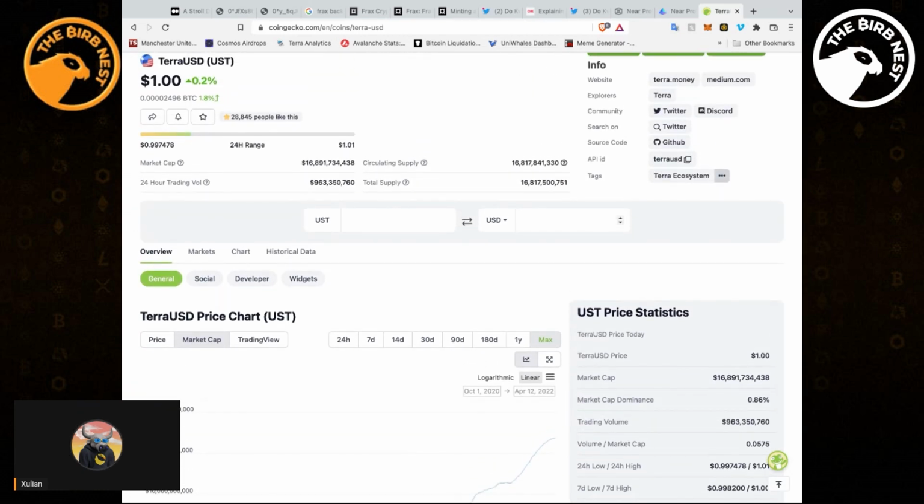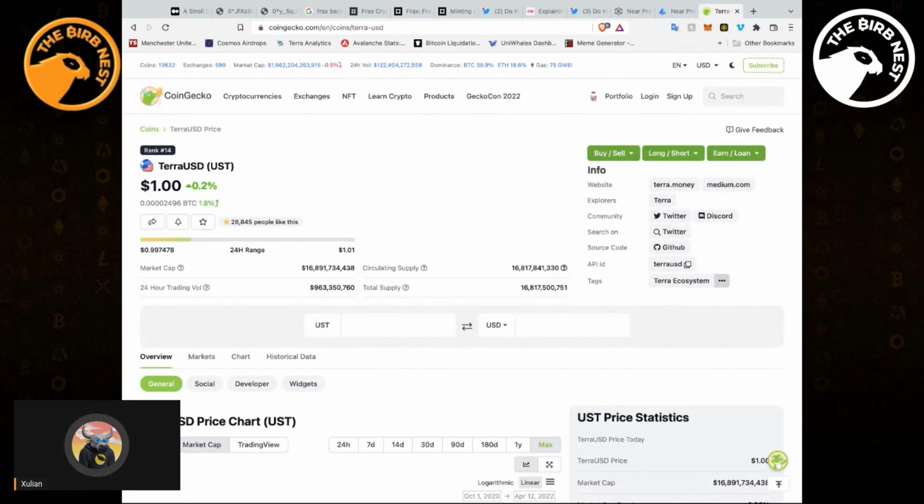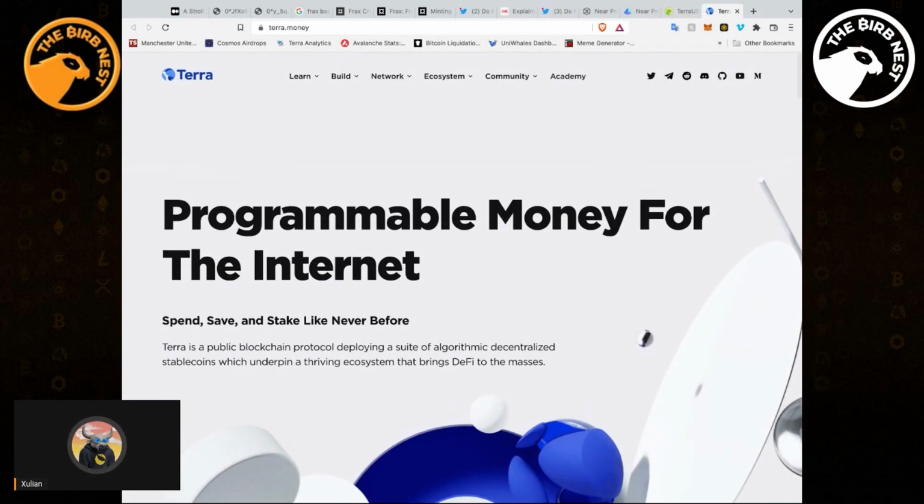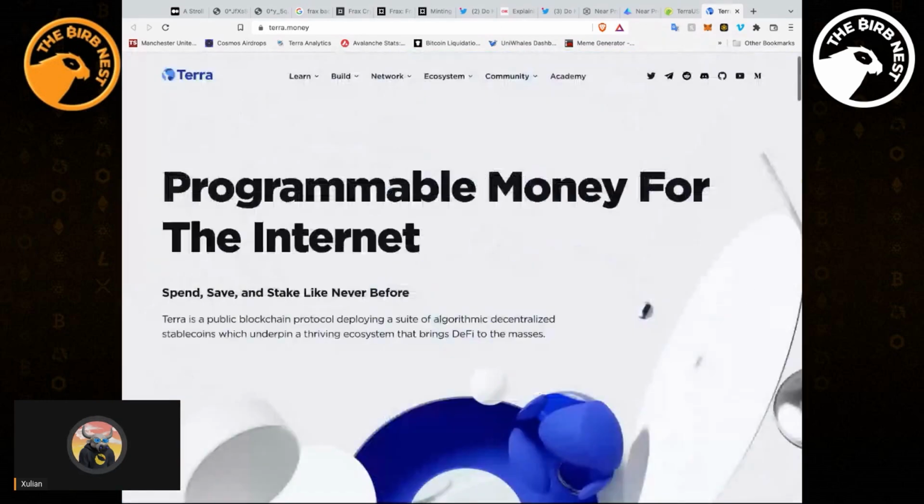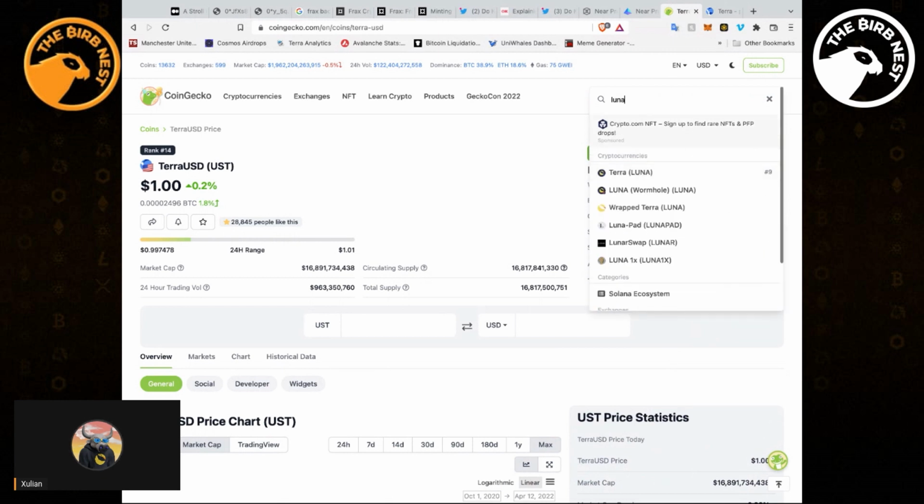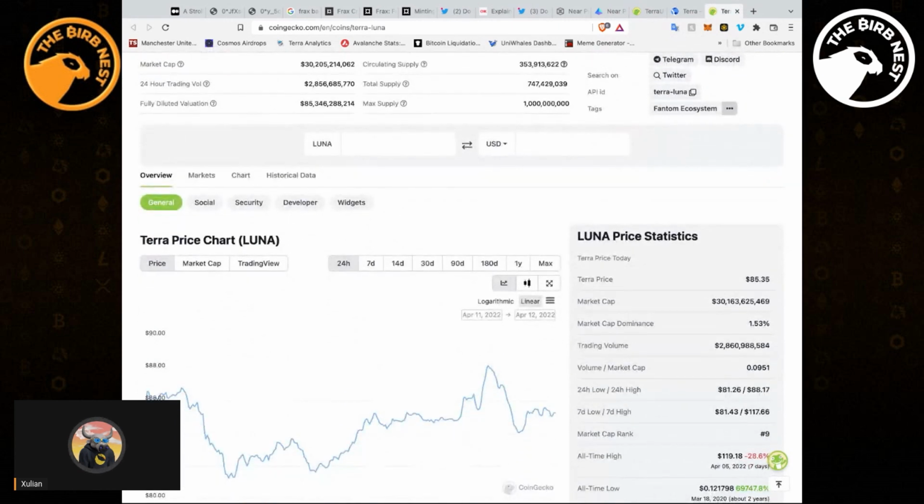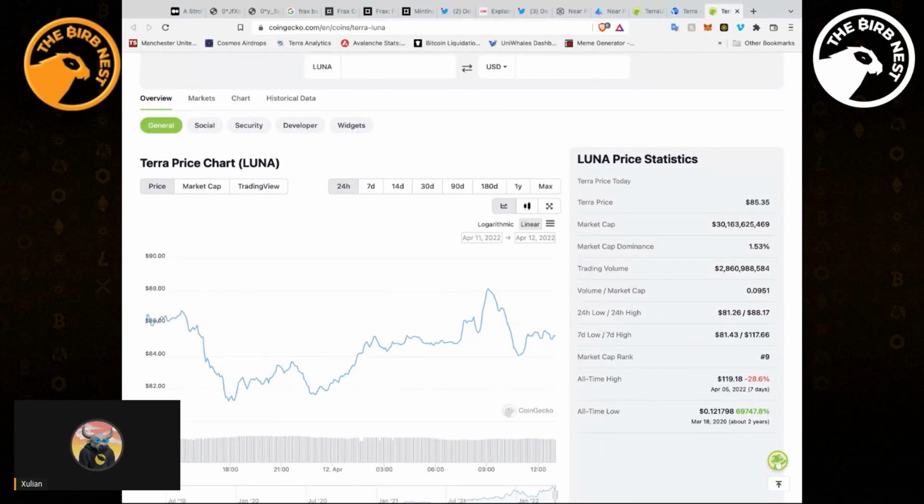How are they doing this, and how does UST work? I'll be very quick on explaining UST. It's a basic mechanism where Luna... I'll go over to their website actually, because it might make more sense. Programmable money for the internet. So Luna is used and burnt in exchange for UST. So Luna, if we go over here, is a form of collateral for the UST. How does this work? Well, in order to mint one UST, you need to burn $1 worth of Luna. So say you want to create 10 UST, then $10 worth of Luna is to be burnt.